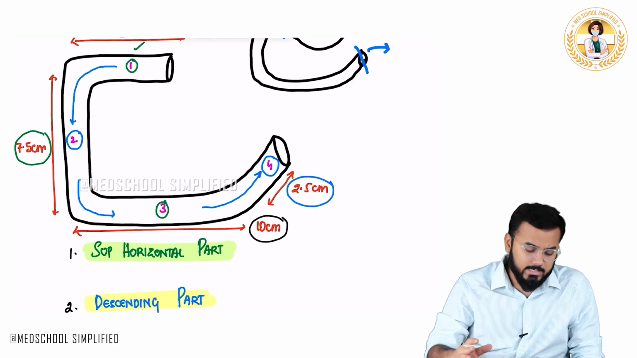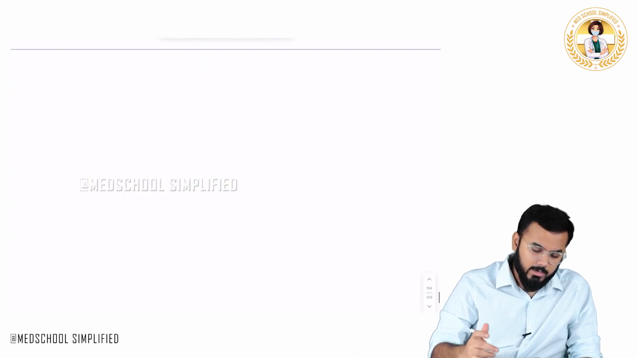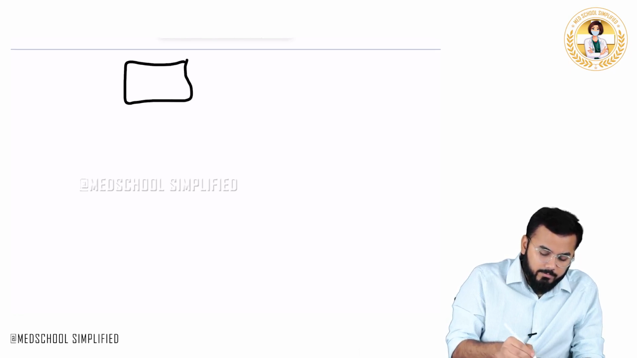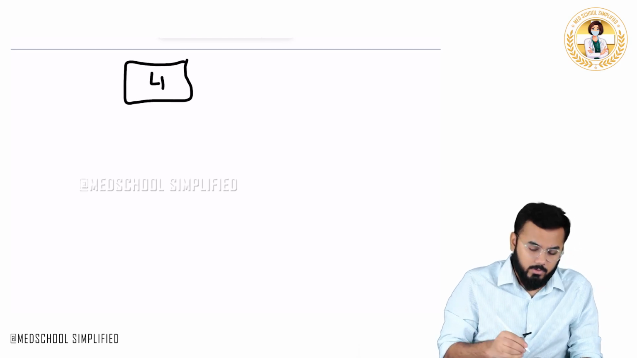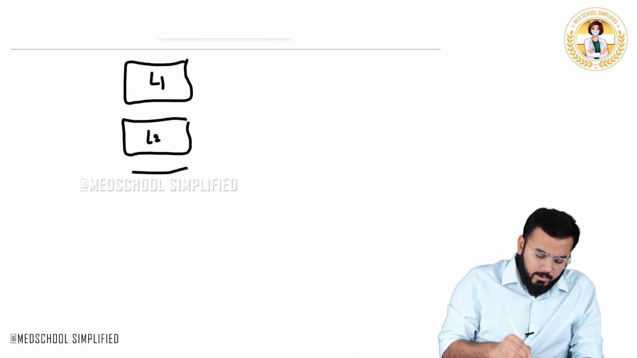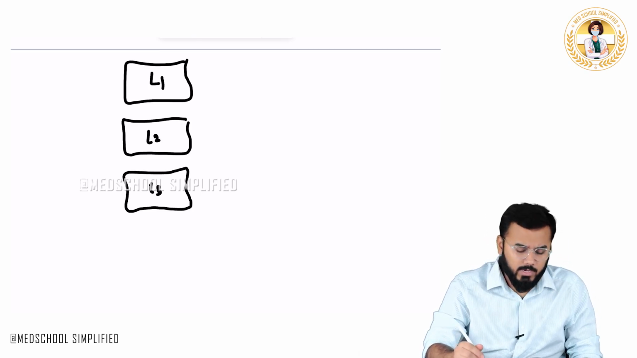Now let us see the topography. Let me draw a picture here and then let us see the topography. So again the same thing. First let me draw this. This is your lumbar vertebra. This is called L1. Next you have got L2 and after that you have got L3. So we have L1, L2 as well as L3.